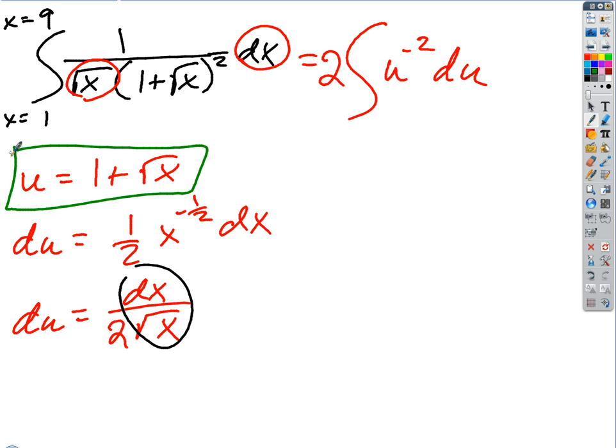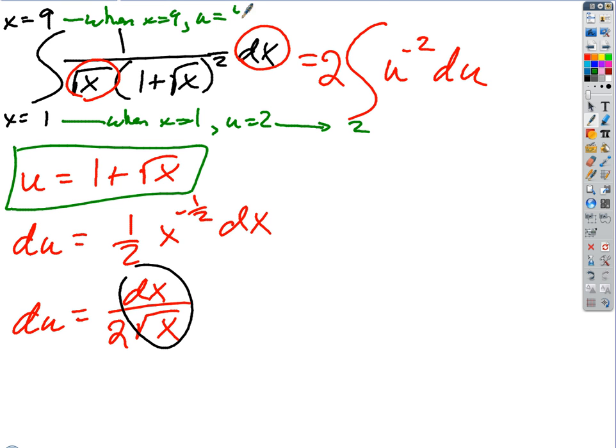So we just ask ourselves, when x equals 1, u equals what? 2, right? 1 plus the square root of 1 is just 2. Everybody see that? How about this now? When x equals 9, u equals 4. Like that. And we end up with a pretty easy integral to do.